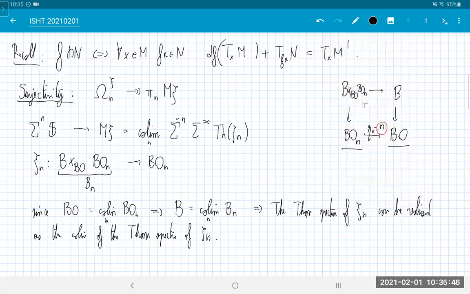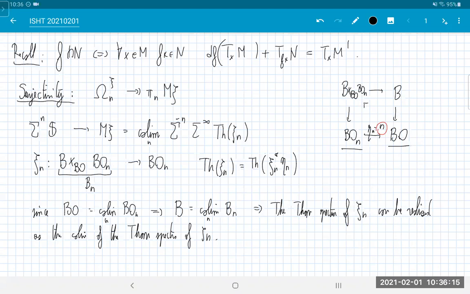Because if I consider here the Thom space of Xi n, I literally mean the Thom space of the pullback of the topological bundle, which is shifted by n. We need to shift by n to put it in degree zero. Okay?